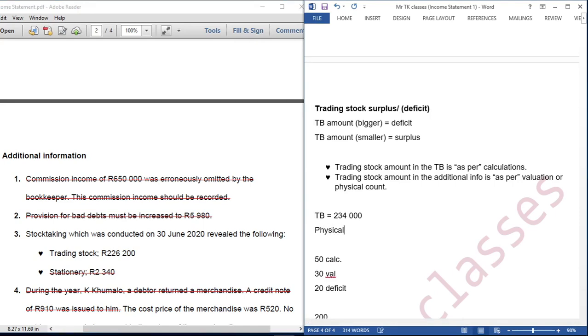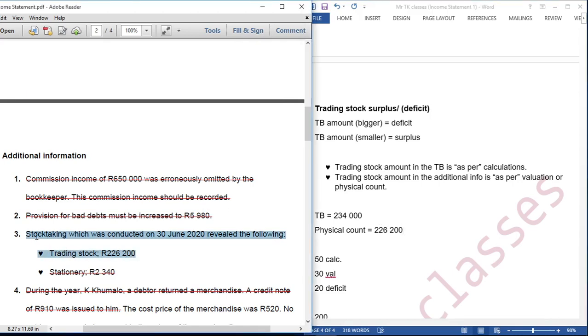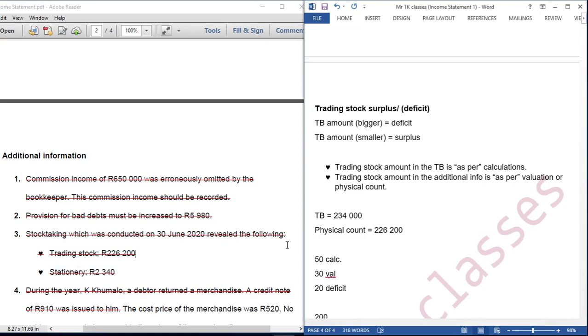Physical count, right? Is this one 226,200. So you need to compare these two to see whether there is a deficit or a surplus. But now, before you do that, the one as per calculation is not correct.